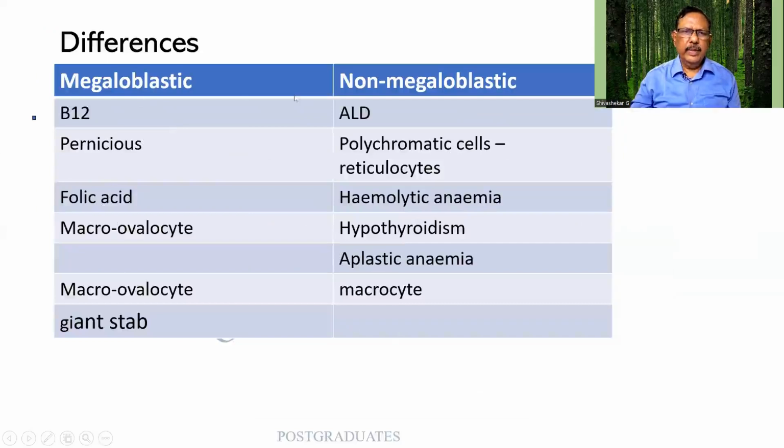Then the differences between megaloblastic and non-megaloblastic macrocytic anemia. Megaloblastic causes include B12 deficiency, folic acid deficiency, or pernicious anemia. Non-megaloblastic causes include alcoholic liver disease, polychromatic cells or reticulocytes in hemolytic anemia, hypothyroidism, aplastic anemia, and other causes of macrocytosis such as liver disorders. Sometimes even in a case of aplasia, you will have macrocytes. So these are things you will have to keep in mind. Look for the macro-ovalocyte as well as the giant stab.